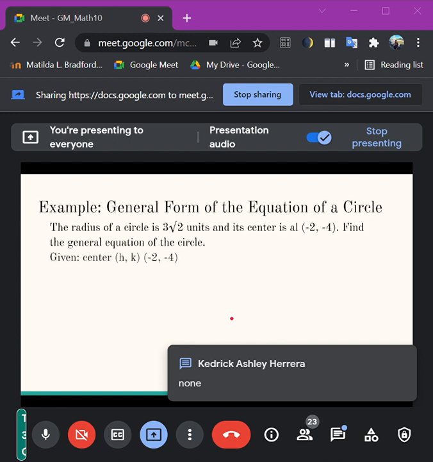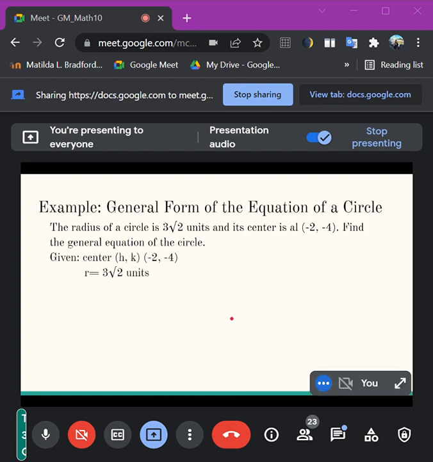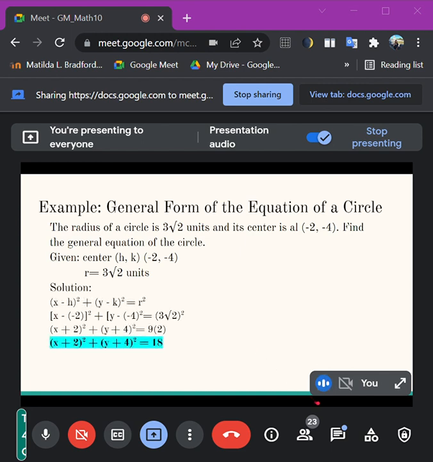Now this time we have here another example. The radius of a circle is 3 square root of 2 units and its center is at -2, -4. So find the equation of a circle. So mao na itong example ganina for the standard. So same process, standard ang unahon. Pakita na lang nako kay maora man ni siya ganina sa atong standard. And now, ato na daw siyang i-expand.